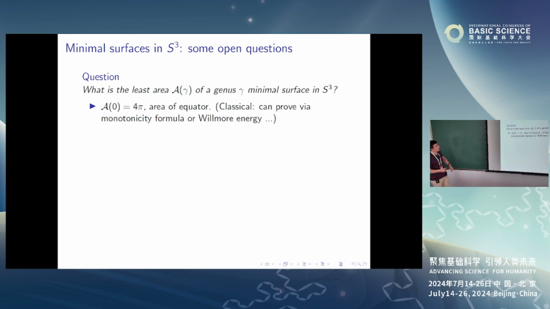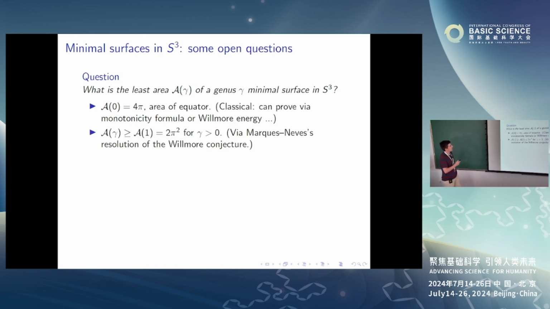Okay, so you can see this, for instance, by taking cones over your surface to get a minimal object in Rn, or R4 in this case, right? And the monotonicity formula tells you this is the lowest possible area you can have. All right. What takes a lot more work is getting information beyond this. And this was done by Marques and Neves in the resolution of the Willmore conjecture.